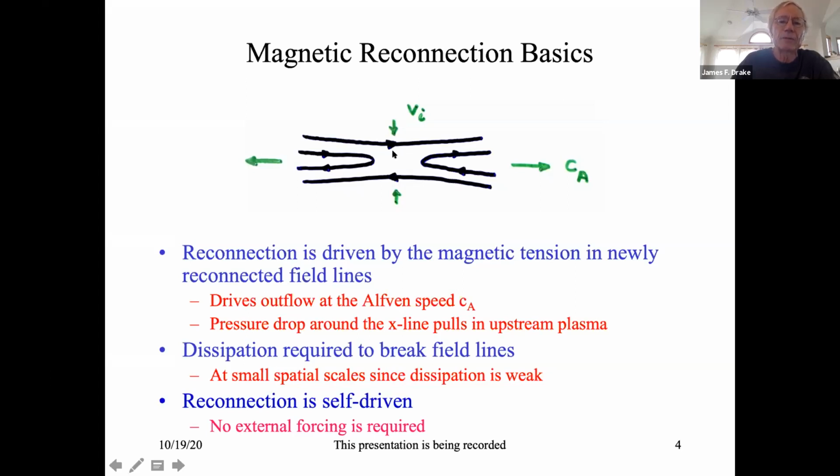And it turns out that the breaking of the field line requires some dissipation process. And this occurs at small spatial scales because dissipation tends to be weak. So the region where you have broken field lines is a very small spatial domain. And the reason I discuss all this is that if you look in the literature, you keep seeing mention of stuff pushing from the outside, driving reconnection, but that's not what it's all about. Reconnection is self-driven, and there's no external forcing required.